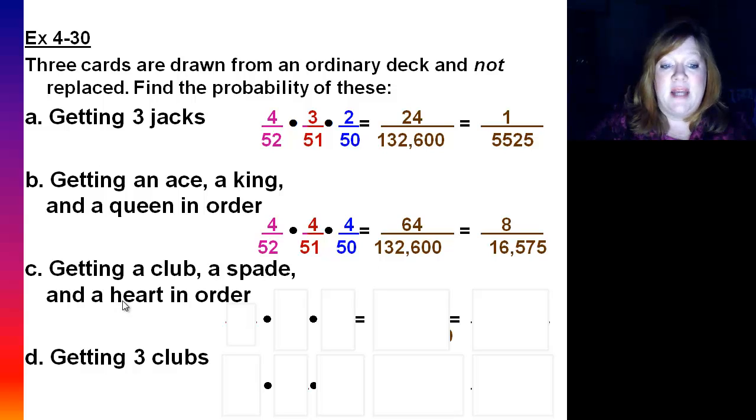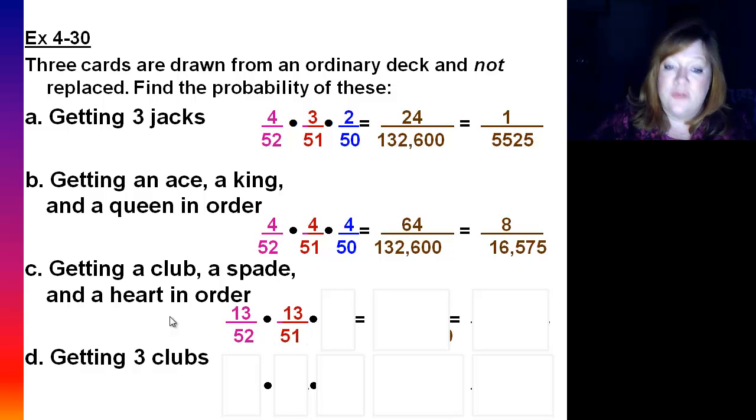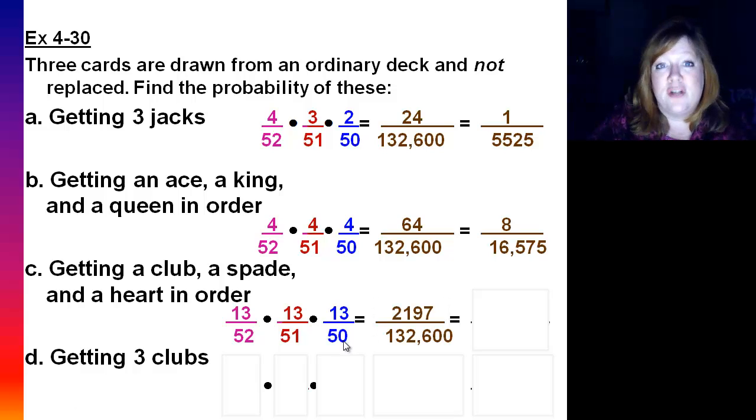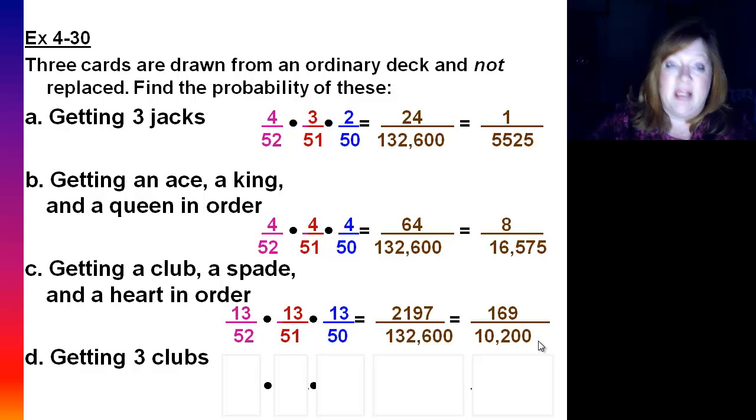Getting a club, a spade, and a heart in order. So clubs, there's 13 clubs in a deck. There's 4 suits in a deck, so that's going to be 13 over 52, or you can put 1/4 in lowest terms. And this one's going to be 13 out of 51 because we're assuming that we got a club the first time, but we took a card out of the deck. There's still 13 spades left, and then there are going to be 13 hearts left, but there are 2 cards missing out of the total, so that's 50. Multiply straight across, you get 2,197 over 132,600. Put it in lowest terms, and you got it. Getting the 3 clubs, in this case, I'm going to let you finish this one for D.